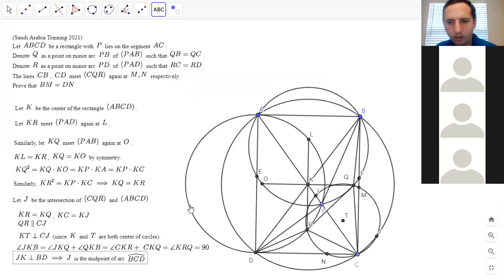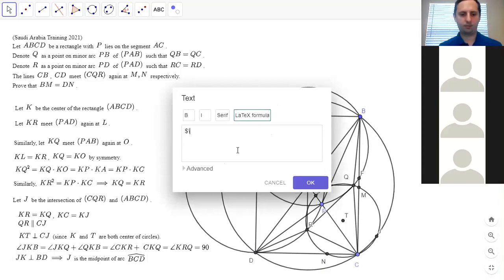If that's true, then it's a spiral similarity. But basically, I'm just going to use congruent triangles because we have JD is equal to JB, and we want to show triangle JND is congruent to JMB. It's true by angle side angle. So I'll say it like this: we have JD equals JB, and then angle JDN equals angle JBM, and then angle JNC is JMC.